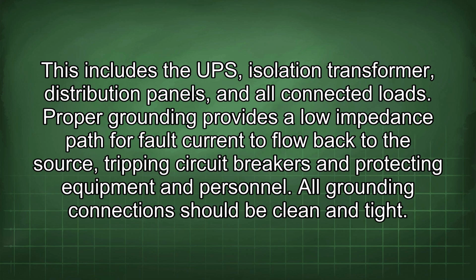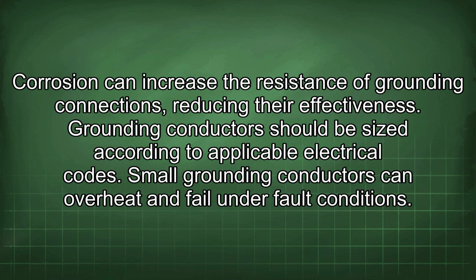Proper grounding provides a low impedance path for fault current to flow back to the source, tripping circuit breakers and protecting equipment and personnel. All grounding connections should be clean and tight. Corrosion can increase the resistance of grounding connections, reducing their effectiveness. Grounding conductors should be sized according to applicable electrical codes. Small grounding conductors can overheat and fail under fault conditions.